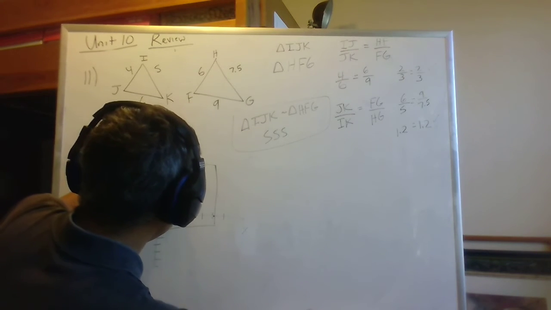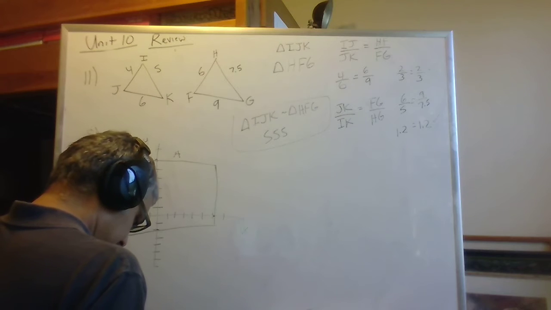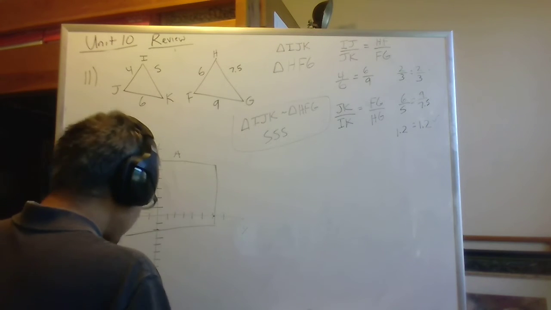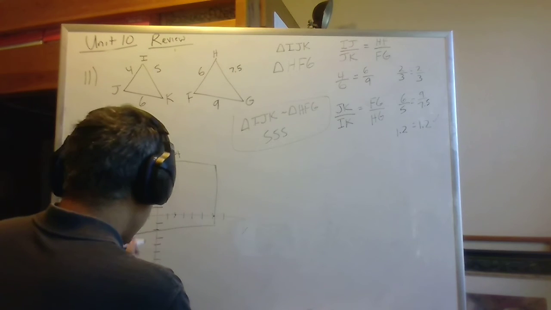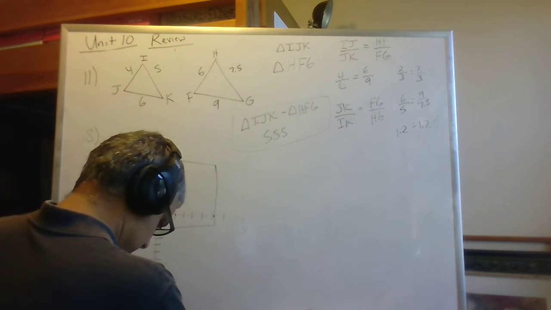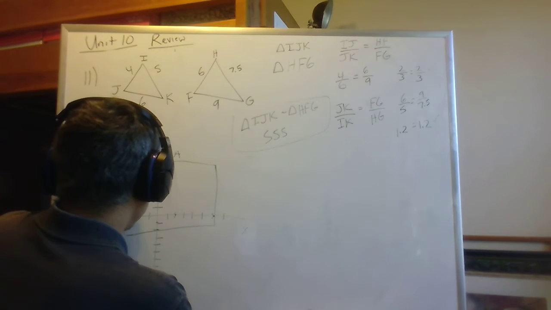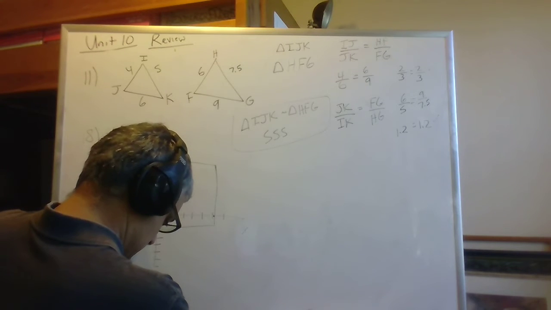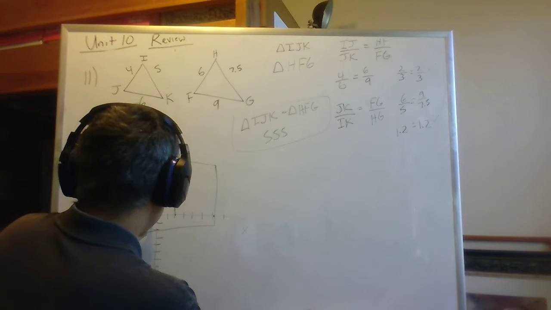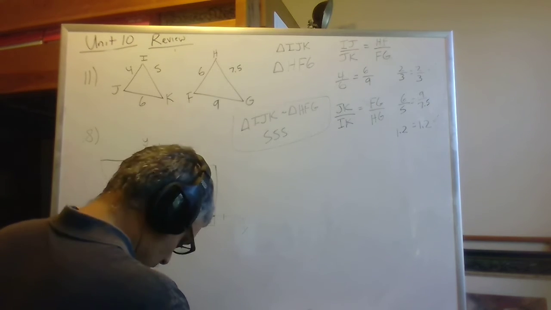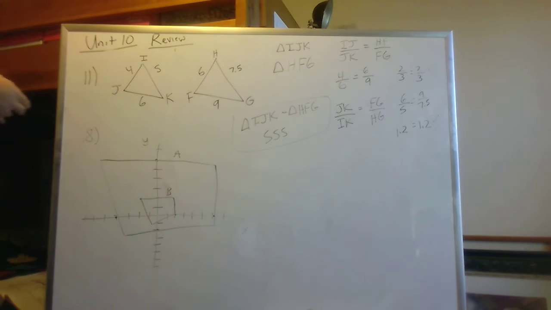So this is A. And B, it looks like it goes through 2 and -1. And then it goes to -2, 2, just like that. And it goes like this. So this is B. So it wants to know whether a dilation from A to B is an enlargement or a reduction. Then find the scale factor of dilation.